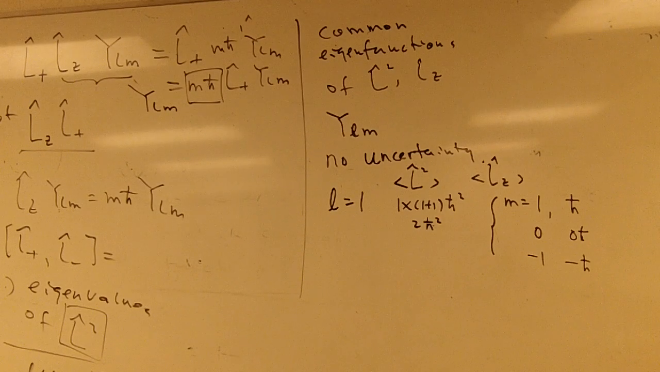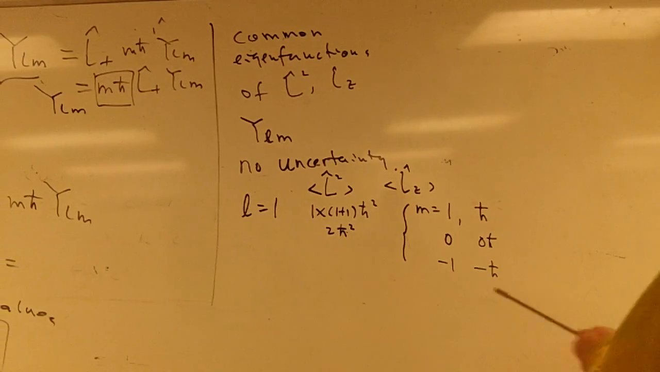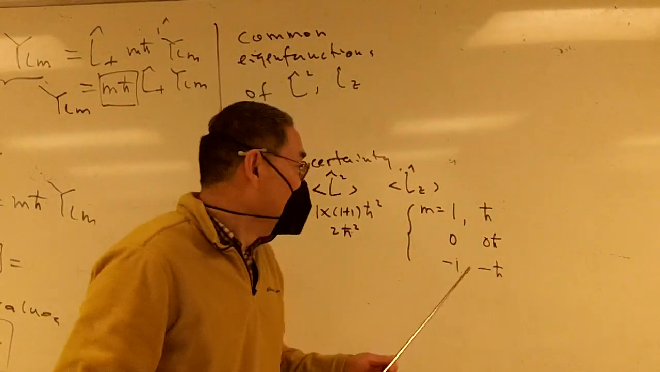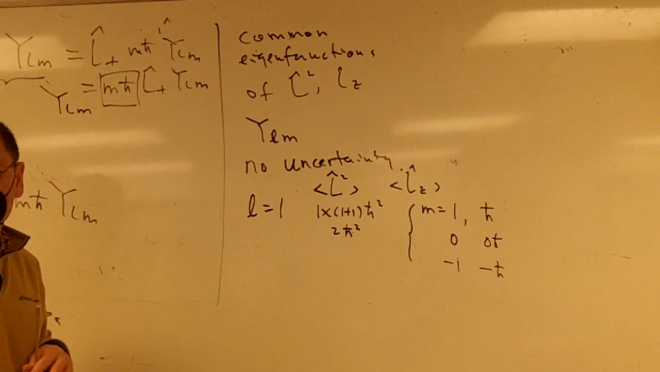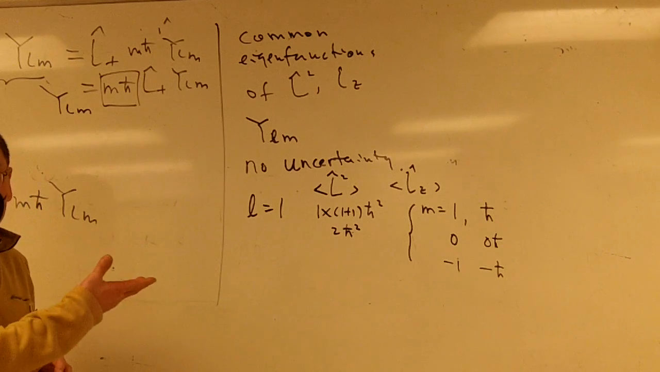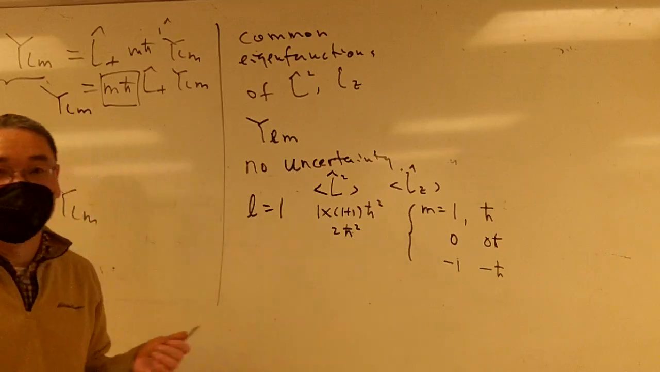If you do not have a question, I have a question for you. Did you see I have M equals 1, 0, and negative 1? Why do we have 3? What's the reason why we have 3 of these? It can be 0, it can be 1, or it can be negative 1. Any idea why we can have this? Cody, why do we have 3 of these when L equals 1?